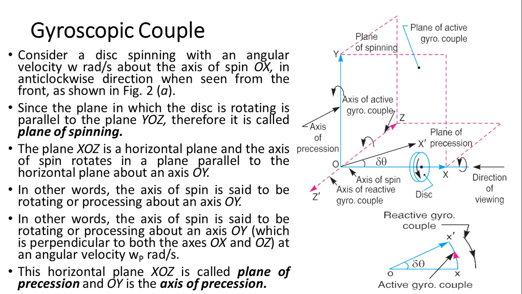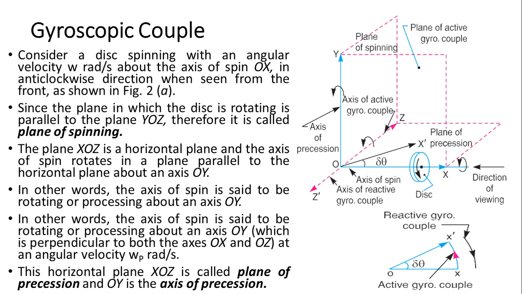Now along these axes you can see the planes also. If the axis of spin is along the x-axis, the plane of spinning is opposite to that, which you can see in the figure. In the same way, the planes for the active gyroscopic couple and for the reactive gyroscopic couple are also shown there. And for the axis of precession in the y direction, the plane containing ox and oz is the plane of precession. So this is about how to consider the axes and the planes.